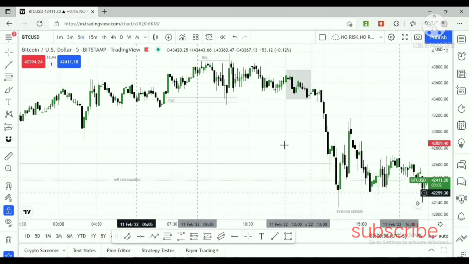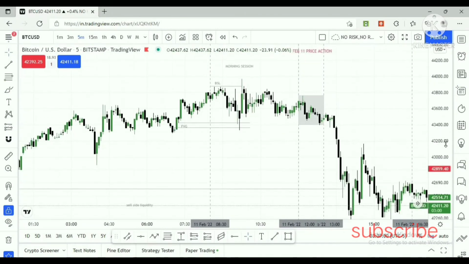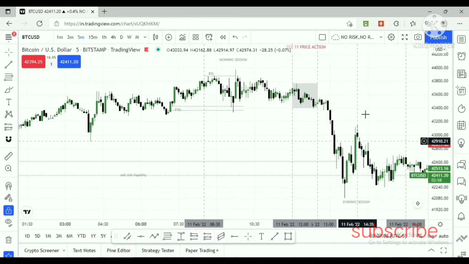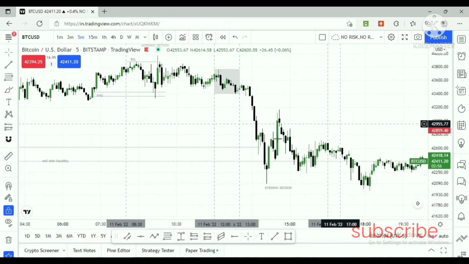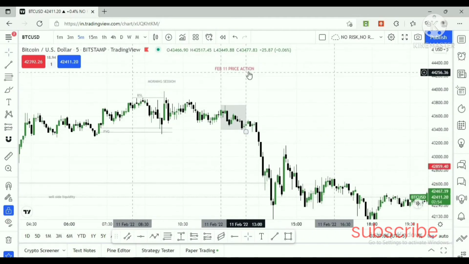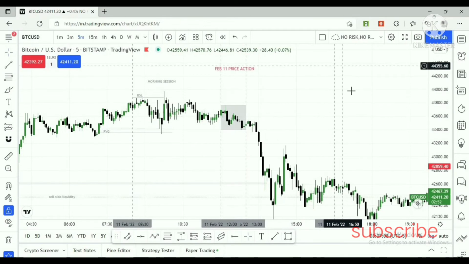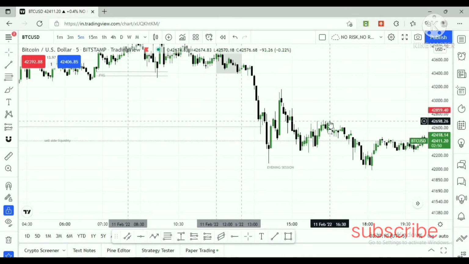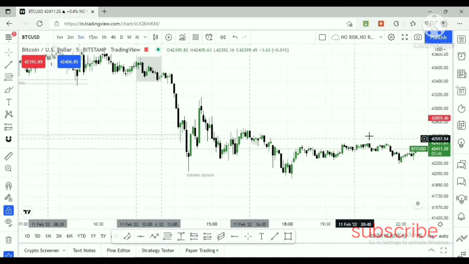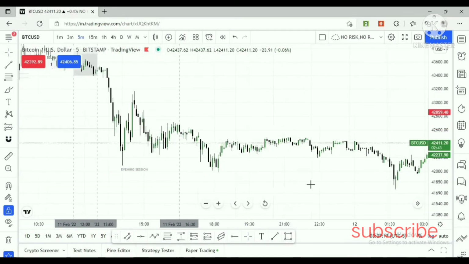See guys, how the price action, how the market makers move in the market to liquidity. This is Feb 11th price action. After 4:30, after the evening session, you can see market in consolidation.